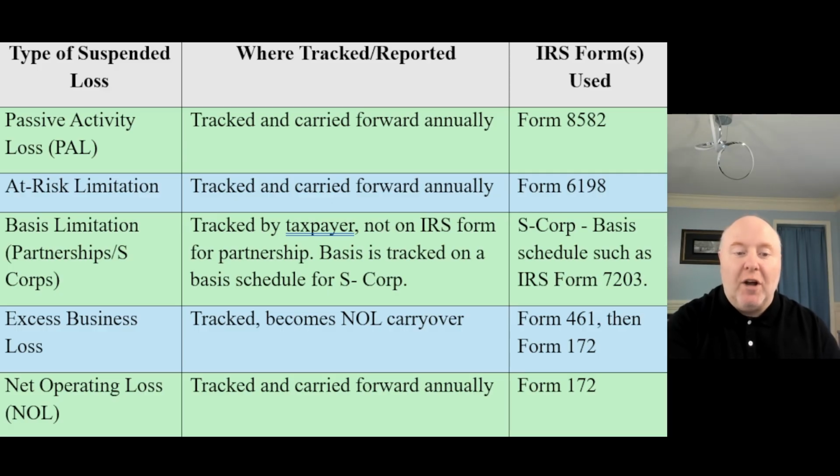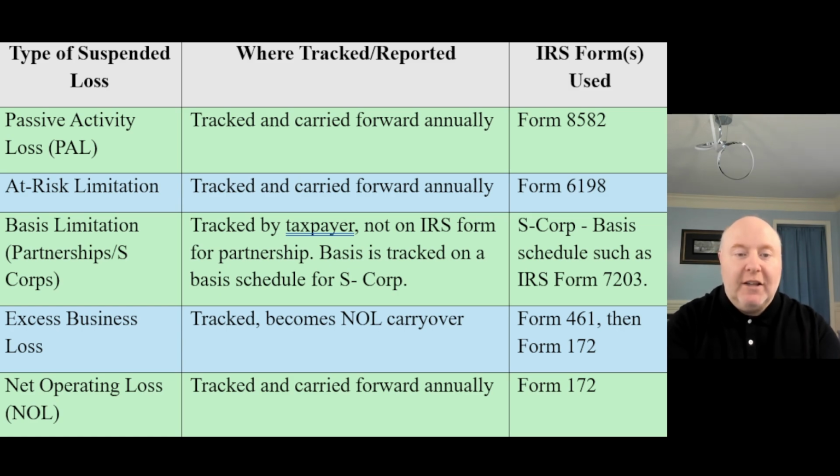A couple other losses that are out there is the excess business loss. That's tracked and becomes a net operating loss carryover. What we're using is Form 461, and then when it becomes a net operating loss carryover, it becomes Form 172, and you can see right below the excess business loss, I have the net operating loss, and that is also tracked and carried forward annually, and that is what the Form 172 is. So all of these things are being tracked. They're being filed for the most part with your tax return, and that's how it's being tracked.